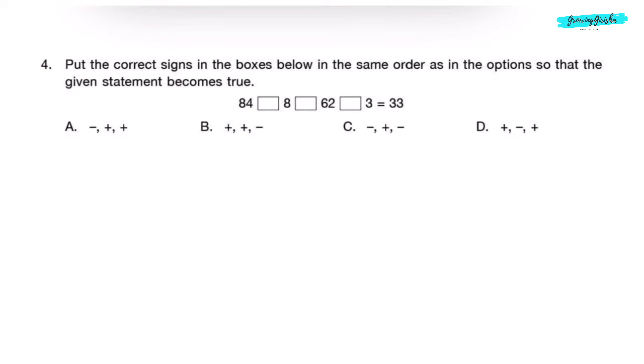Let's try option C now. Minus, plus, minus. 84 minus 8 is 76. 76 plus 62, 138. 138 minus 3 is equal to 135, still not equal to 33. Now only option D is left, so it must be the correct answer. Let's find out. Plus, minus, plus. 84 plus 8 is 92. 92 minus 62 is 30. And 30 plus 3 is 33. Yes, we got our answer. Correct answer is option D.